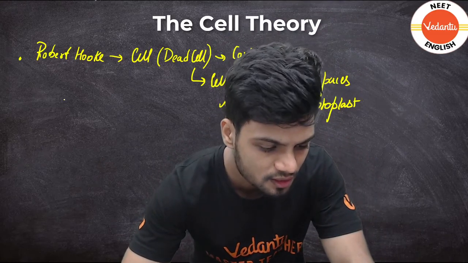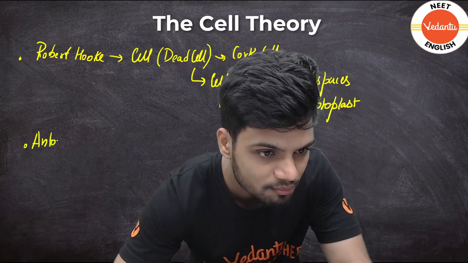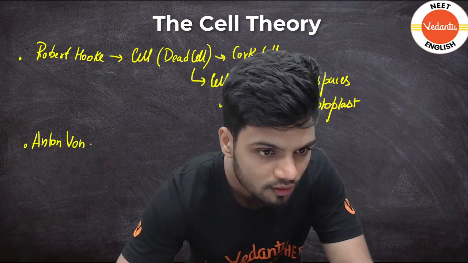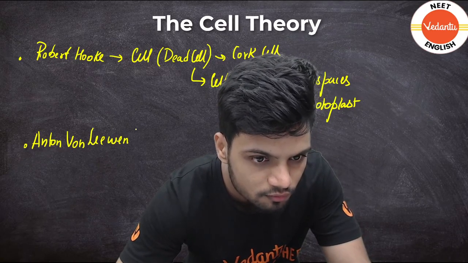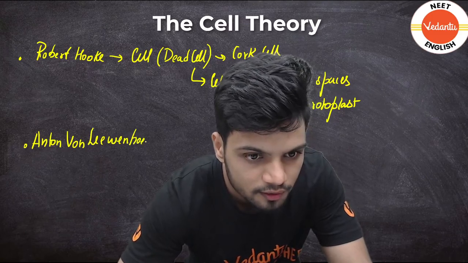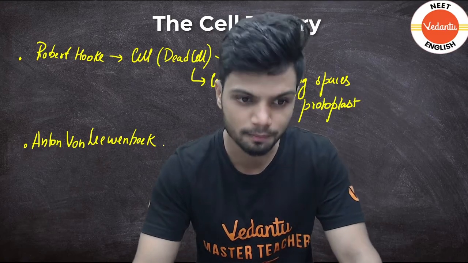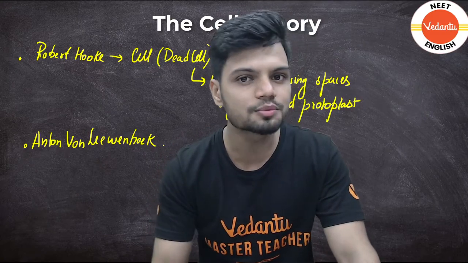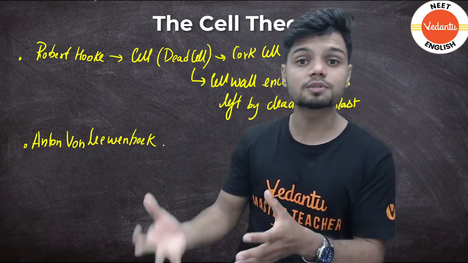Now, there was one more scientist called Anton. Let me write down, then I'll say his name. Anton, just check the spelling, students. If the spelling is correct, this one, Leeuwenhoek. Now, Anton Leeuwenhoek was a little different than Robert Hooke. Anton Leeuwenhoek actually observed a living cell. So, how Robert Hooke observed a dead cell, Anton Leeuwenhoek observed a living cell.